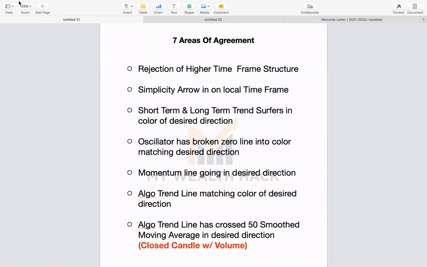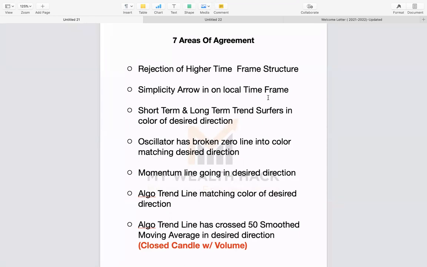The main strategy that we use is the 415, meaning we look for the rejection of 4-hour structure, be it support or resistance. We go to the 15-minute, we look for a simplicity entry arrow. And then that is the place where we take our entry when we have other areas of confluence. So let's go through that. Rejection of higher time frame structure, simplicity arrow on the local time frame.